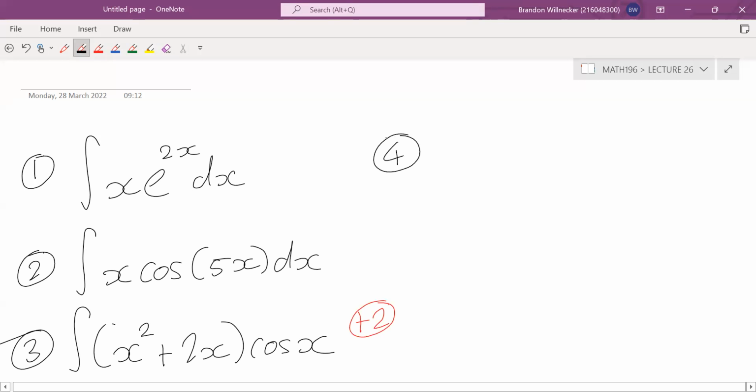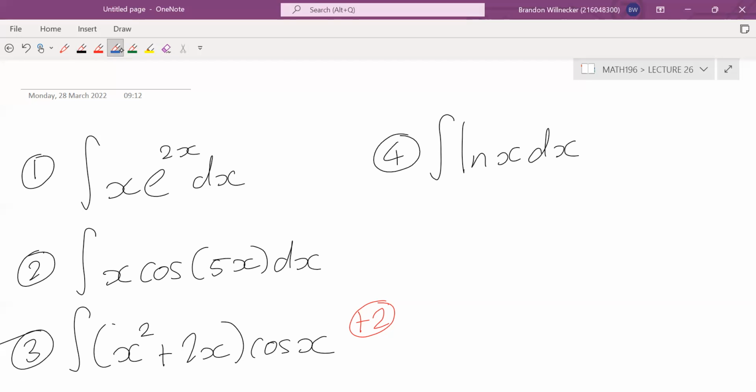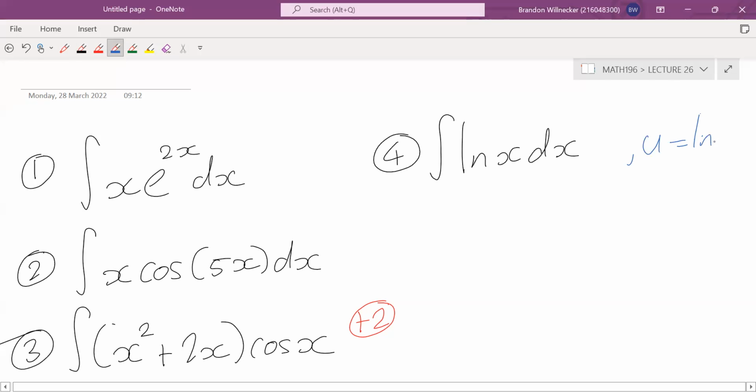Number 4. Let's do the integral of the natural log of x dx. And I'll give you a hint for this one. Let u be the natural log of x, and let dv be 1 dx. So imagine there is an invisible 1 over here. We're treating it like that.